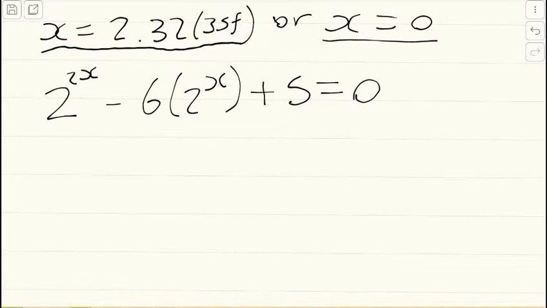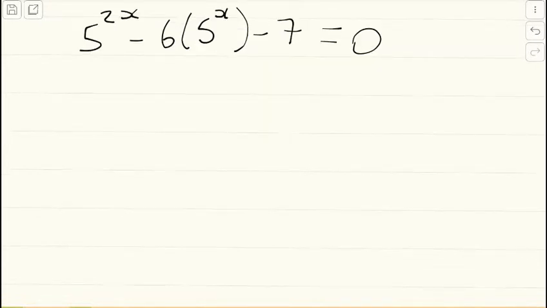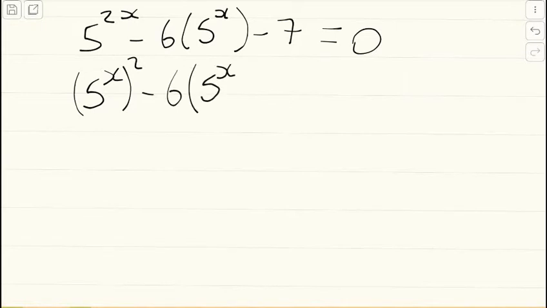Let's look at another example. Okay, here is the next example. Let me just rewrite it like this. So 5 to the power of 2x, I can rewrite this as (5 to the power of x) squared, take away 6 lots of 5 to the power of x minus 7 equals 0. So again, it's a quadratic in disguise. Let's just make that a little bit clearer.